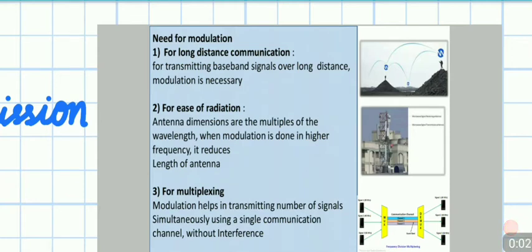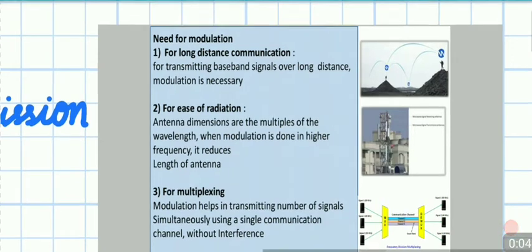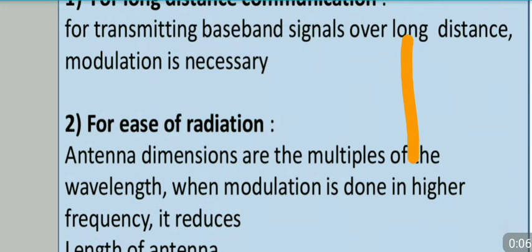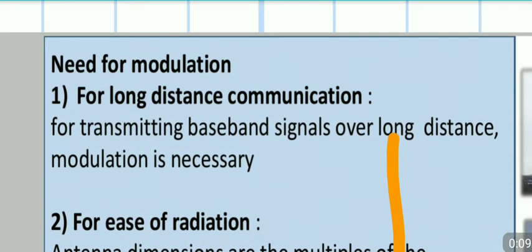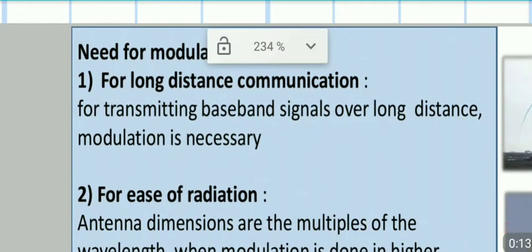In this video, we shall understand the need for modulation. What do you mean by modulation? Modulation is a very simple process: changing the characteristics of the carrier wave according to the instantaneous values of the modulating signal is what we call modulation. So why is this modulation required is what we are going to discuss in this video.